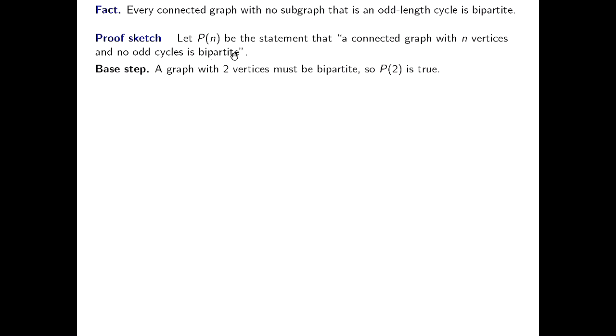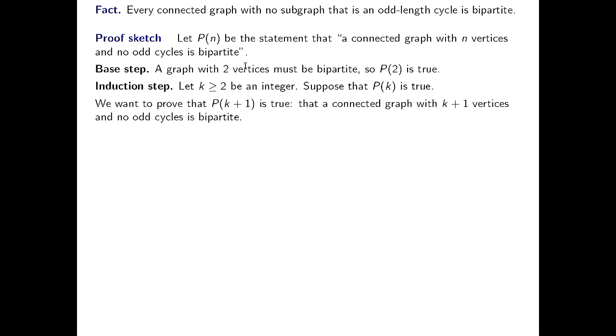Okay, so let's start with 2. A graph with 2 vertices is obviously bipartite. We put one vertex on the left, one vertex on the right, it's bipartite. Okay, so let's suppose that every connected graph with k vertices and no odd cycles is bipartite, and try to prove this for a graph with k plus 1 vertices and no odd cycles.